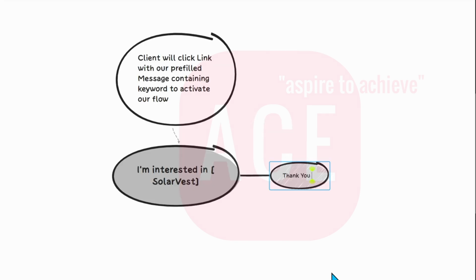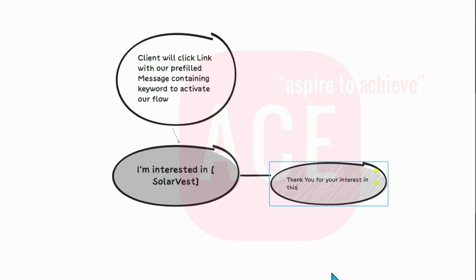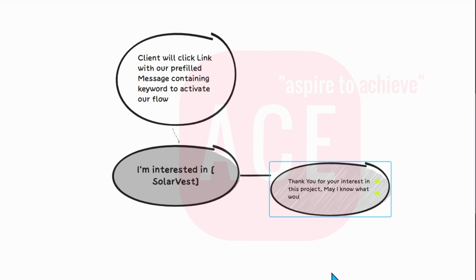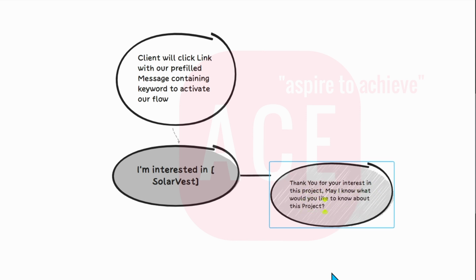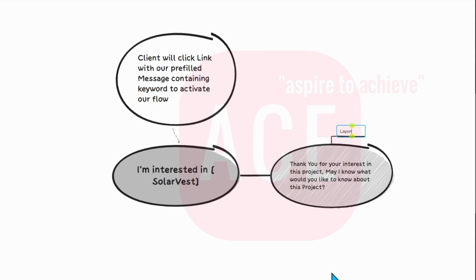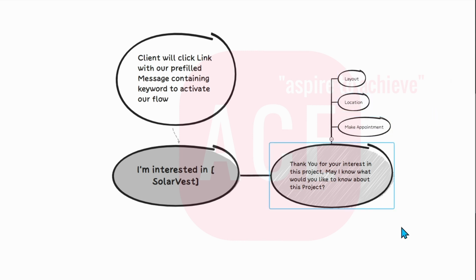First, let's start with a pre-filled message containing our keyword that will activate our flow. And then after our flow has been activated, we would want our bot to say thank you for your interest in this project, and we would like to know how we can help them. So we want to give them three options: one is they would ask for a layout, another is location, or make appointment. These are the three common things most clients would ask.